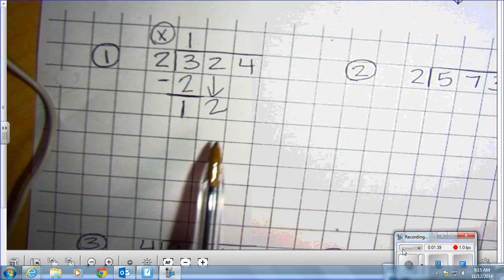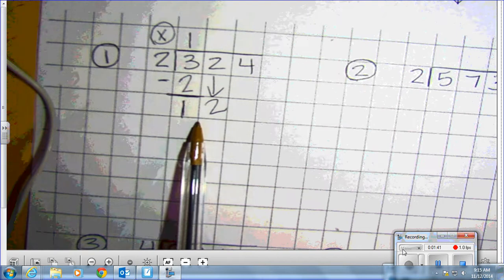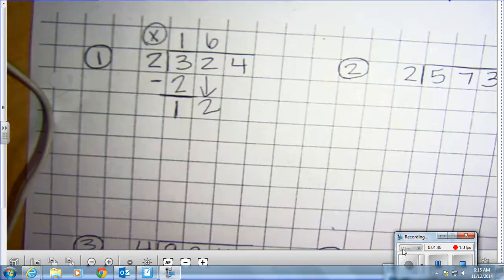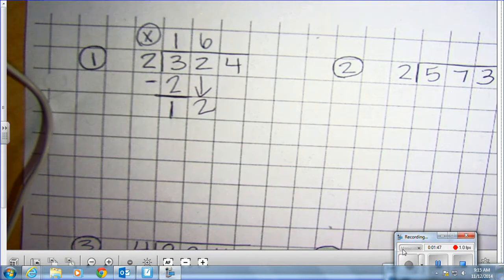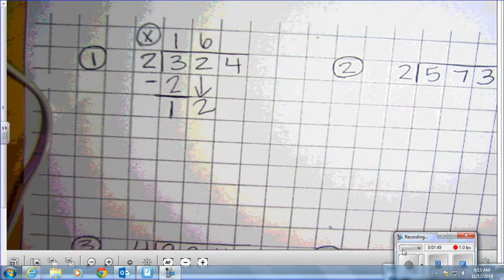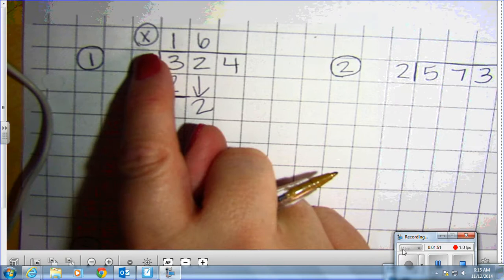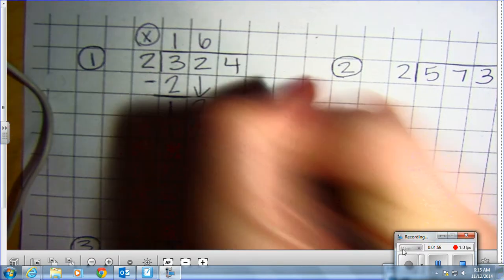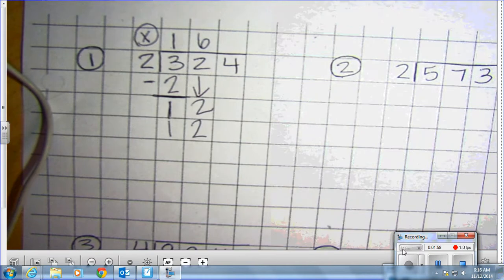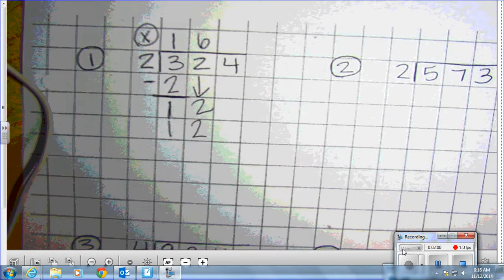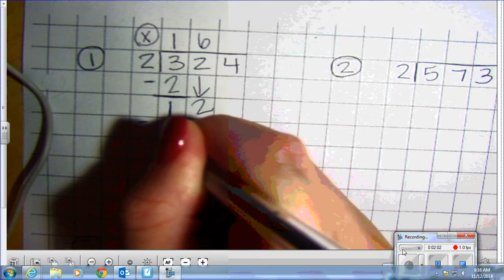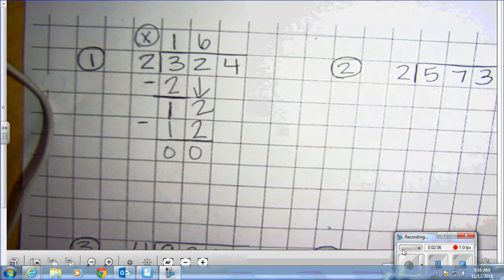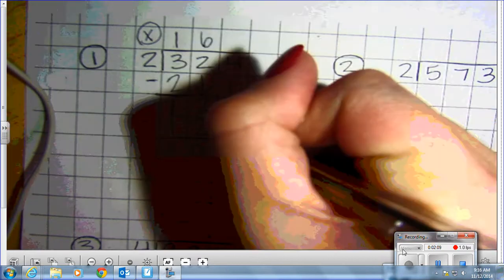2 can go into 12 how many times? 6. It's a fast fact. Okay, so that was my divide. Now I multiply. 6 times 2 equals 12. Now what do I do? Divide, multiply, subtract. If I subtract those 2, what do I get? 0. But am I done? I need to bring down.